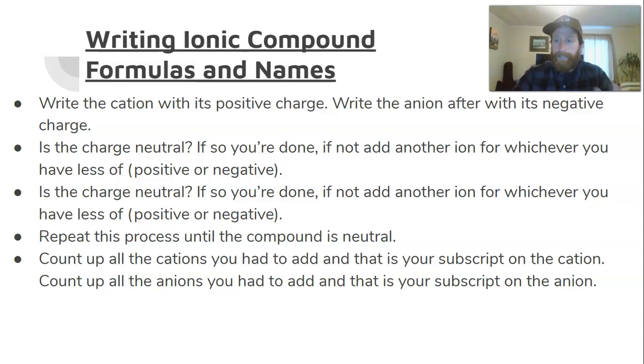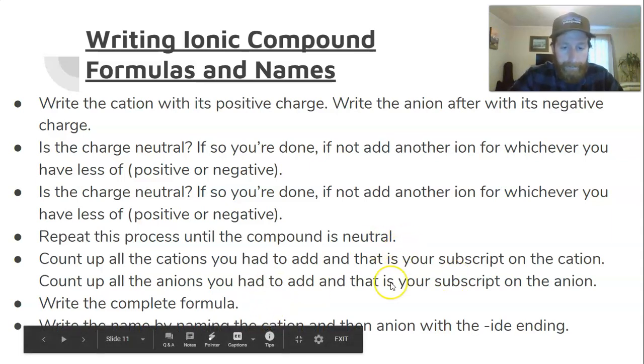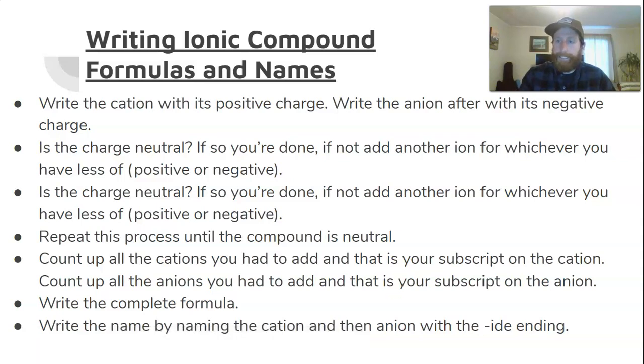Next, once I've added ions until the charges overall cancel out, I can count up all the cations that I had to add, and that's my subscript for the number of cations. And then I can count up all the anions I had to add, and that is my subscript for the number of anions. Lastly, I write the complete formula with those subscripts. Note that in the formula, because the overall thing is neutral, I do not include any charges. And then to write the name, I would name the cation, and then I would name the anion using that IDE ending.